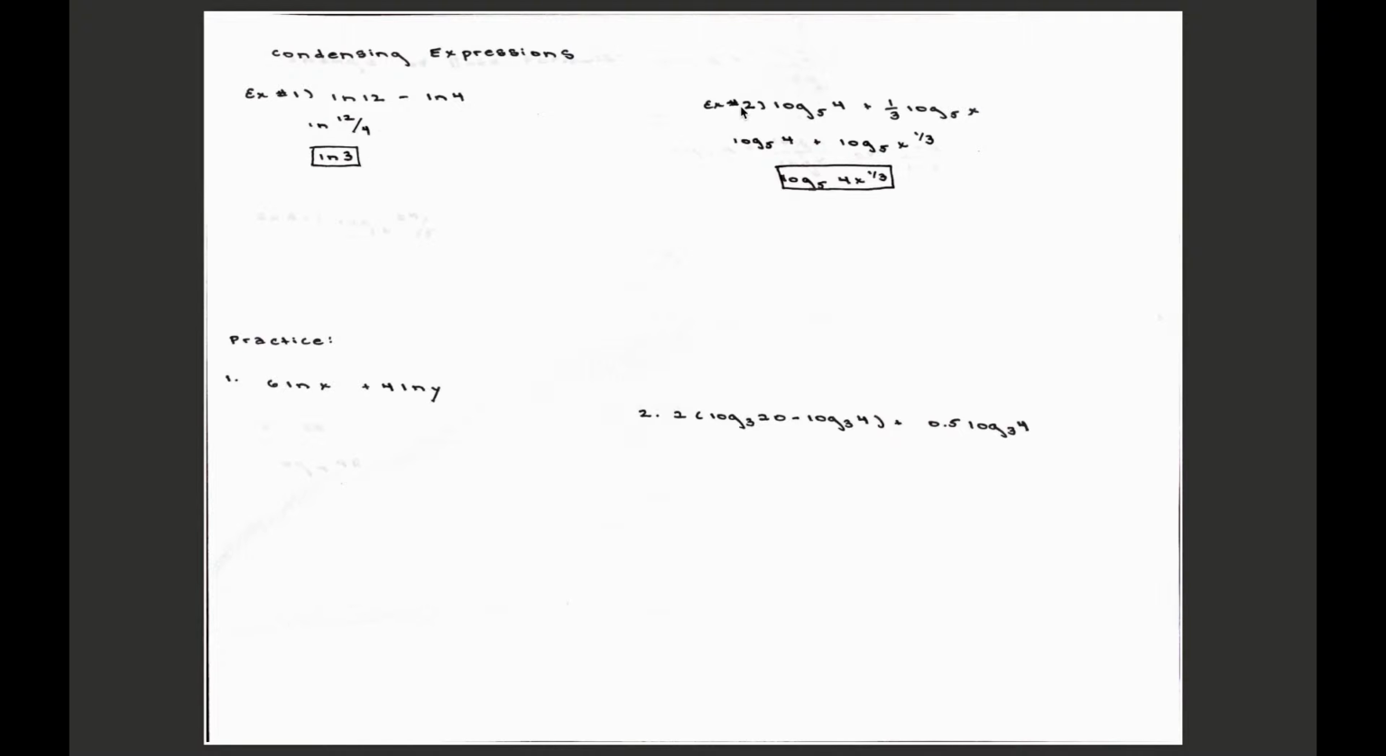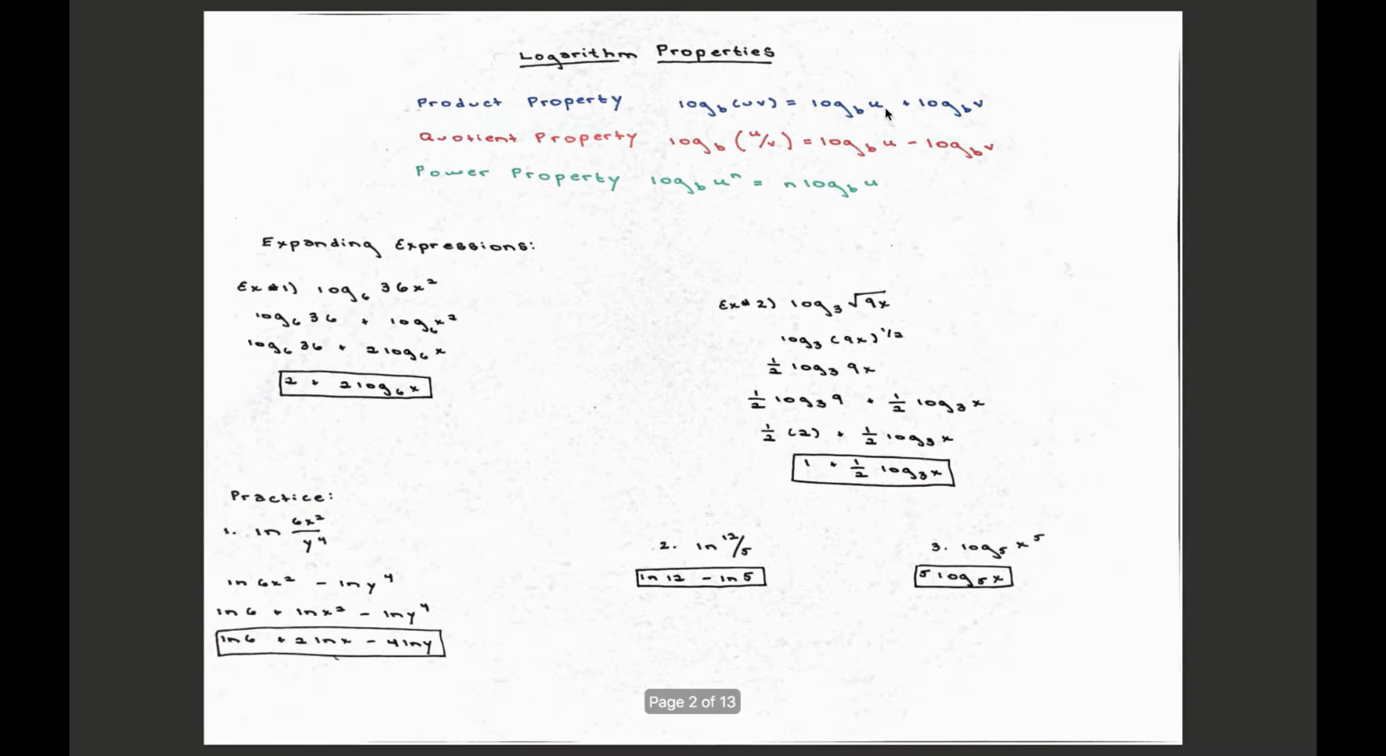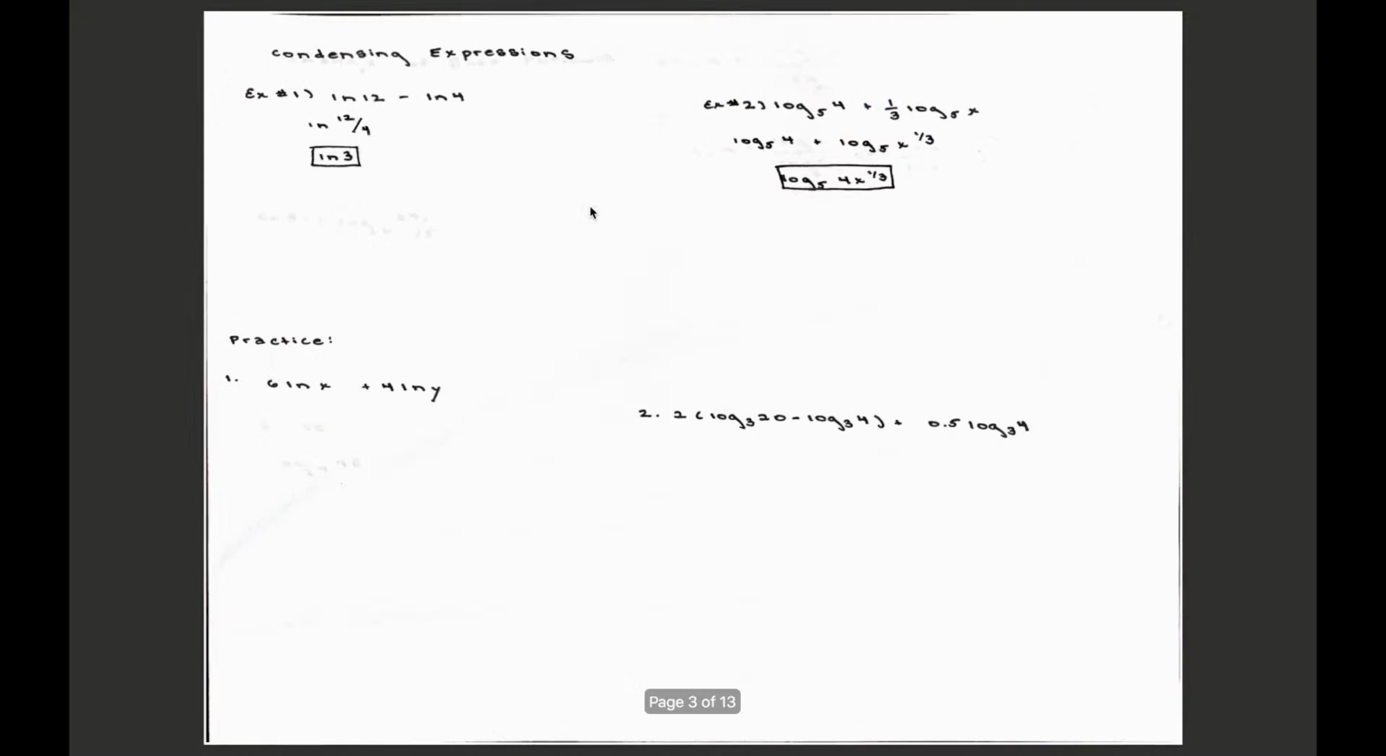For number 2, I'm given this. Now I'm going to be using my quotient property, but before I do that, notice I have 1/3 in front. So I'm going to first actually use my, if we look back, my power property. So I'm going to bring this 1/3 over, so it's going to be x to the 1/3. Now I can use my product property, and this would become log base 5 of 4x to the 1/3. Okay. Now I've given you 2 more practice problems to condense, so pause the video and do that.